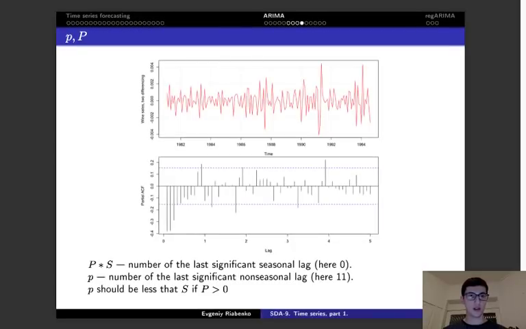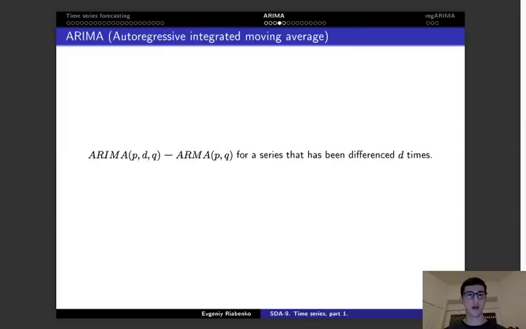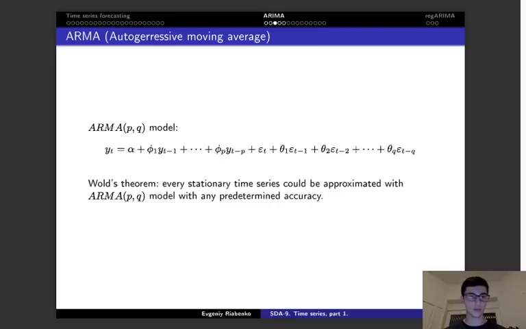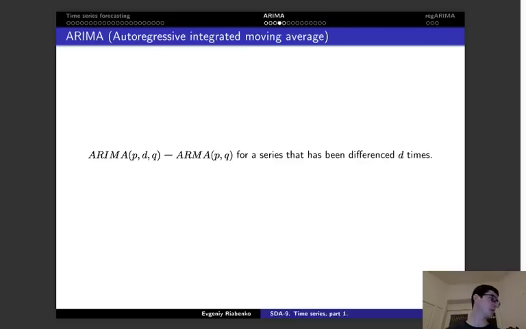I don't see it in these slides, but there is a theorem that every stationary time series can be expressed as a member of this ARIMA family. There exist some parameters P, D, and Q that can describe a stationary time series. This is the Wold theorem, W-A-L-D, and it explains nice theoretical properties of the ARIMA model.